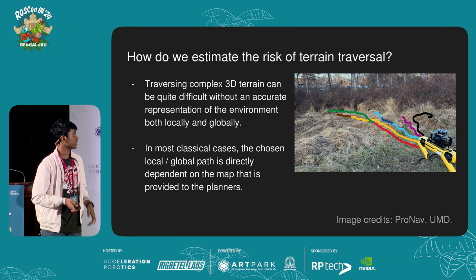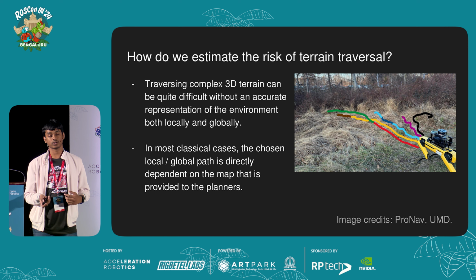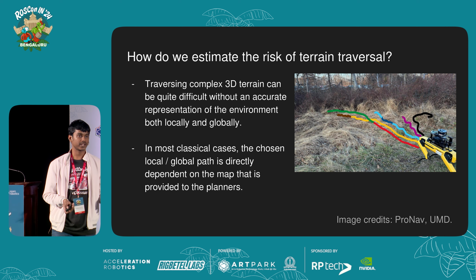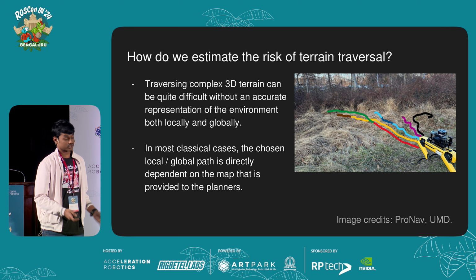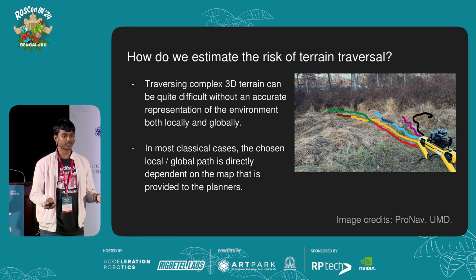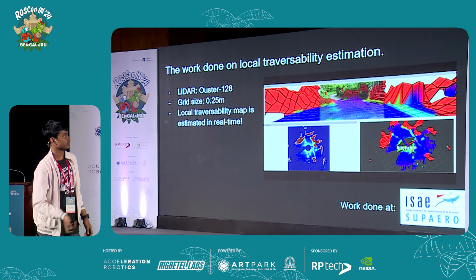Now, why is this important? It's because in more or less all of the cases, at least in the classical sense, your global plan and your local plan are directly dependent on your map. And the representation you choose is of utmost importance because that's the way your robot avoids the environment. Now that we know why the representation is so important and why that plays such a big role, let's have a look at one of the examples.